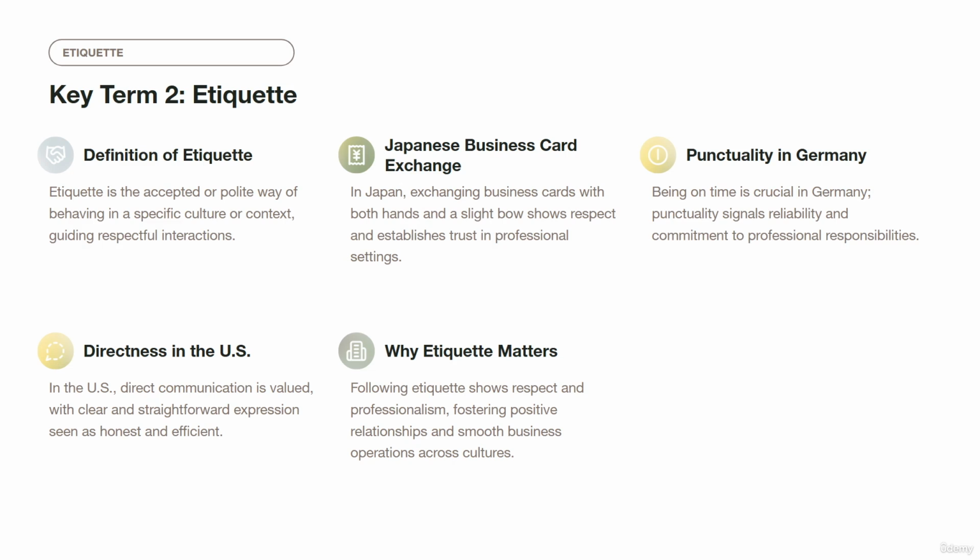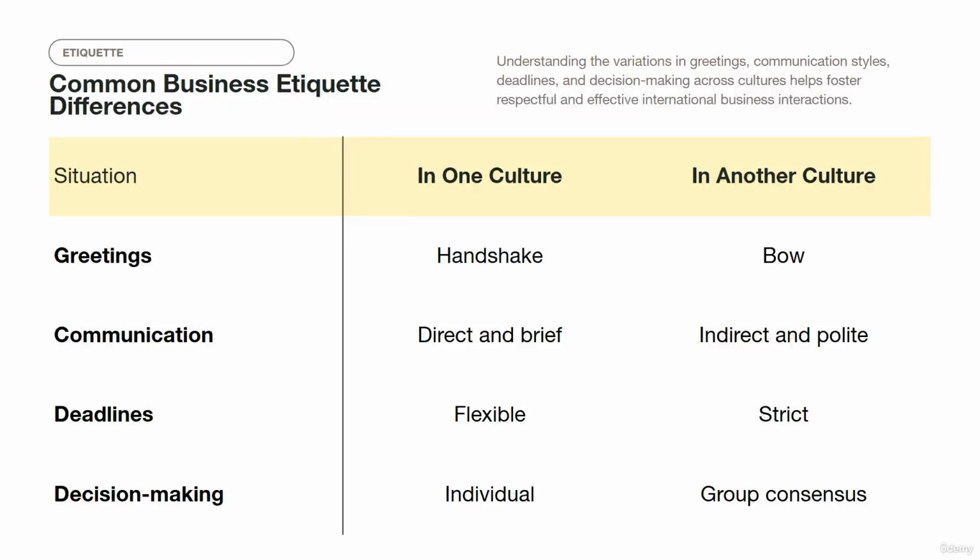In the US, directness is often appreciated and part of the etiquette. Direct communication is valued, with clear and straightforward expressions seen as honest and efficient. Why this really matters is that following etiquette shows respect and professionalism, fostering positive relationships and smooth business operations across cultures. So again, this is something that you would want to be aware of, whether you're traveling to Germany or Japan or the US, or you're going to be dealing with stakeholders from Japan or Germany and the US. You should be aware, and they should also make themselves aware, of what the cultural etiquette is in different everyday situations.